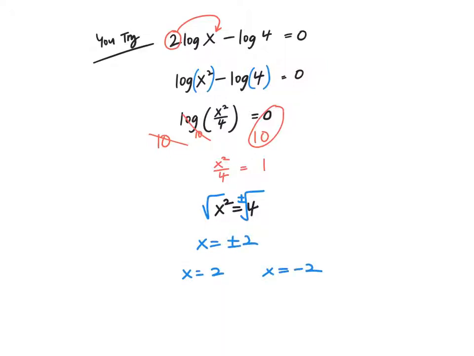Now let's go ahead and check the solutions into the original equation before we did any kind of condensing property. So if I plug in 2, again, this is the only log with a variable inside the argument. I'm good because that's positive, so x equals 2 is a solution. If I plug in negative 2, the argument is negative, so that is an extraneous solution. Your final answer is x equals 2 only.